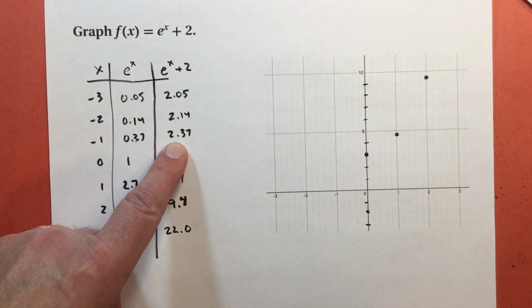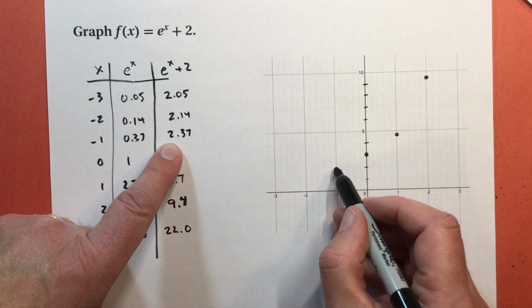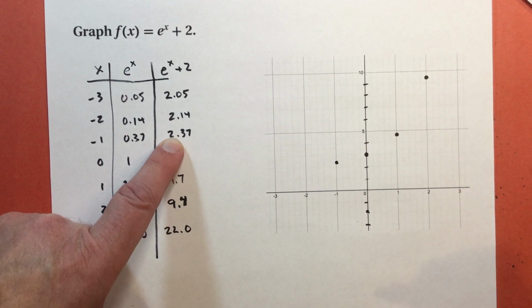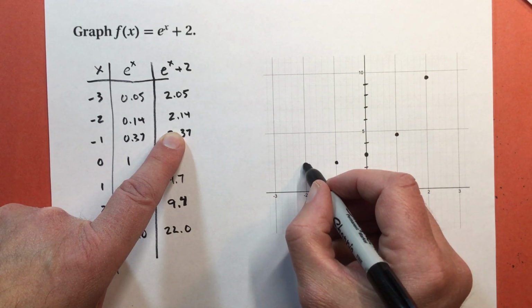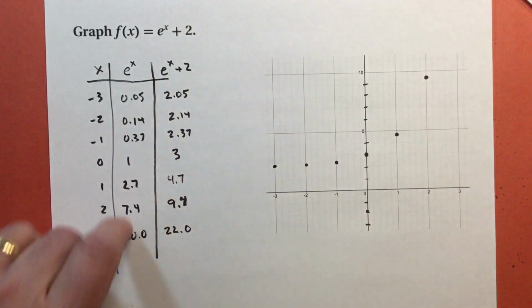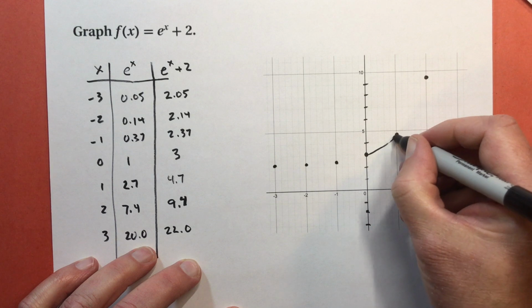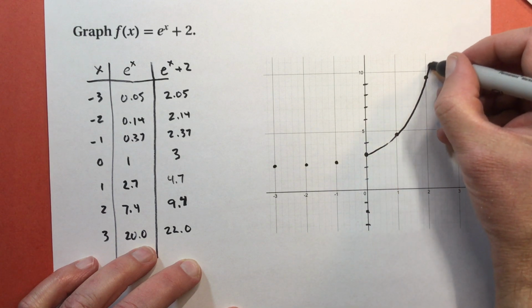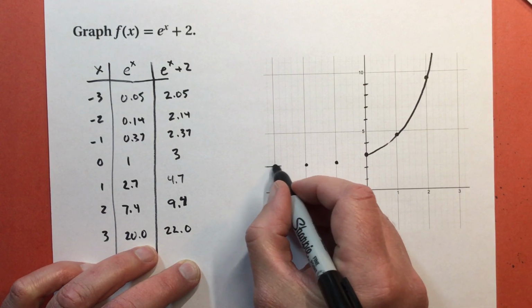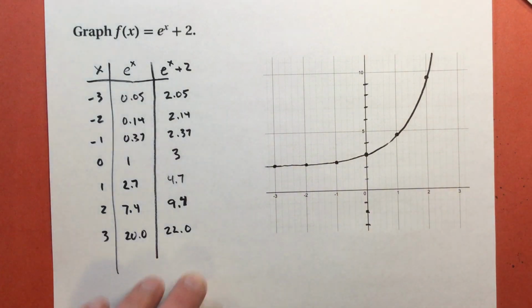Going back the other way, 2.37, if I go over to -1, I go up to 2, and I go slightly less than halfway. And then 2.14 is a little bit higher than 2, and 2.05 is also a little bit higher than 2. And when I connect these, I try to make it a nice curve. Not perfectly vertical. Yeah, that's one of my better graphs that I've drawn.